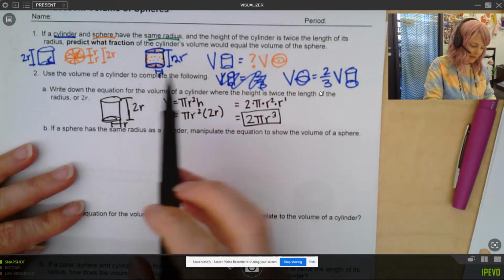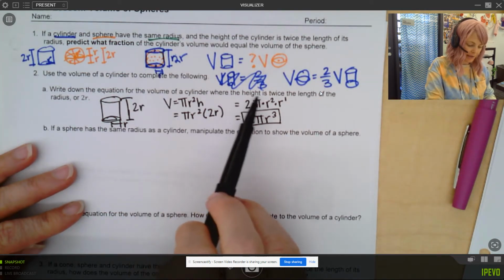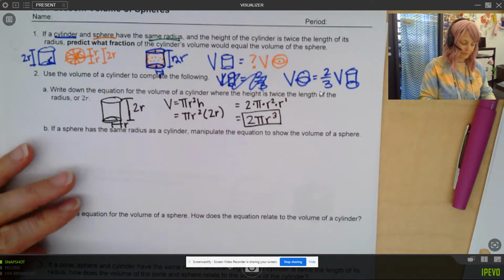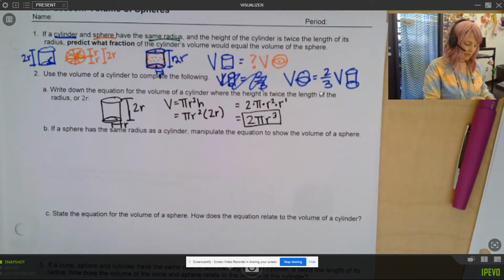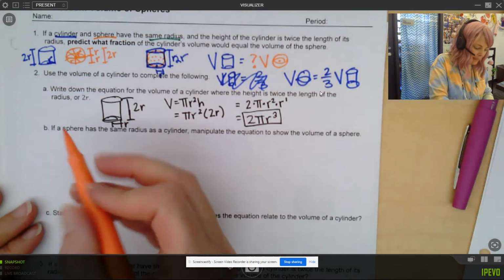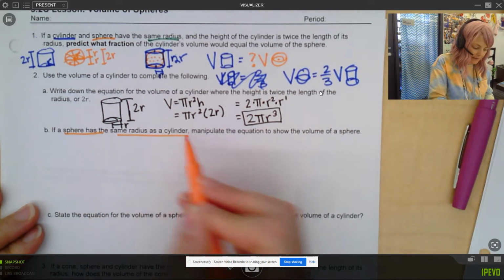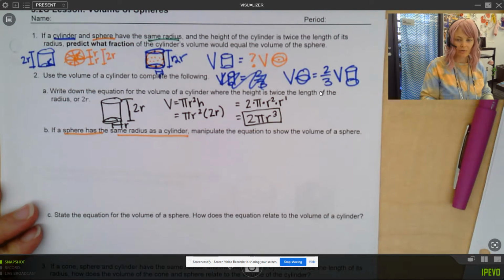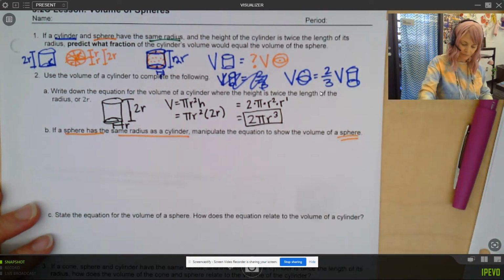So that would be the equation for the volume of a cylinder where the height is twice the length of the radius, or 2r. So now we're going to look at a sphere. If a sphere has the same radius as the cylinder, manipulate the equation to show the volume of a sphere.